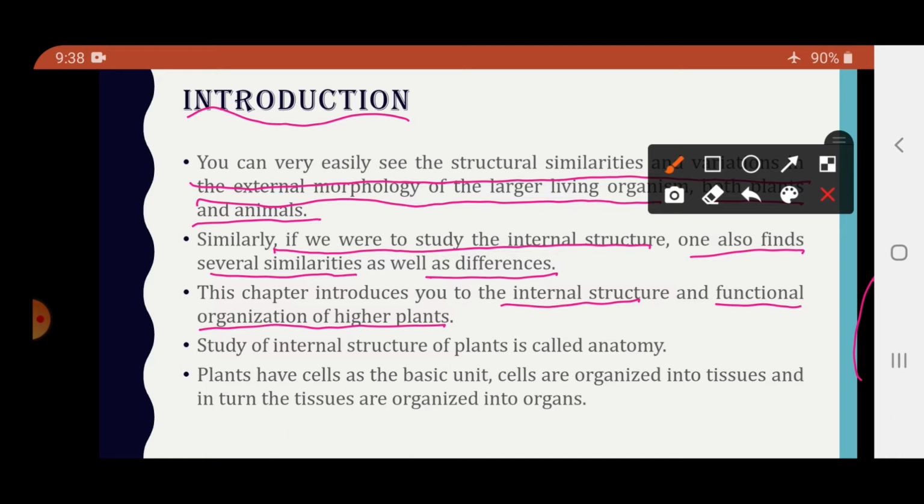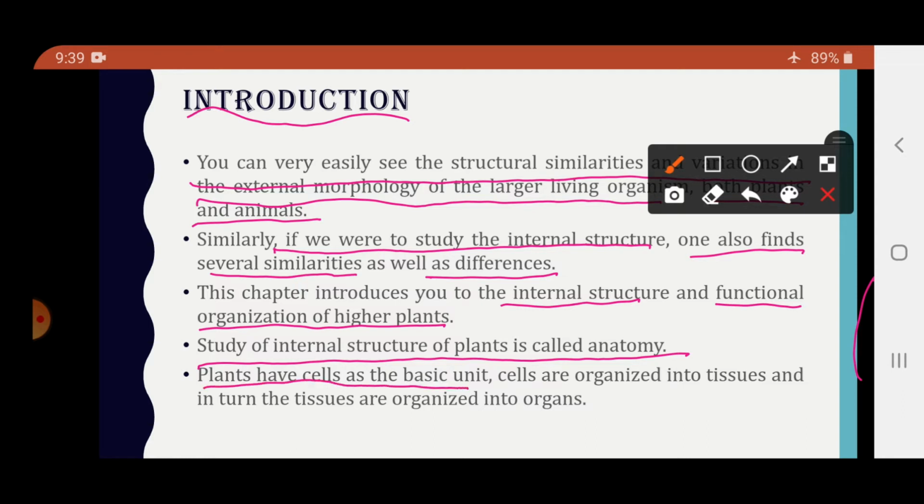Previous chapter में हमने morphology study की. In this present chapter, we will study the internal structure and functions associated with the higher plants. The study of the internal structure of the plants is called anatomy. So what is anatomy? The study of the internal structure. Whereas what was morphology? It was the study of the external structures.